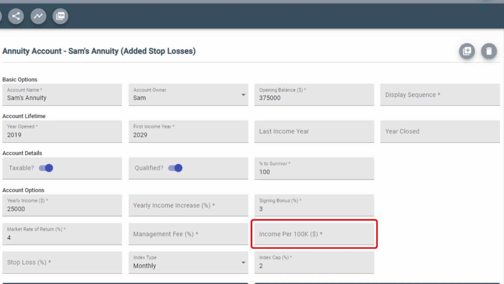If you prefer to enter the annual income of the account directly, leave this attribute blank, but remember that if you change the initial investment amount, you will also need to change the annual income amount.